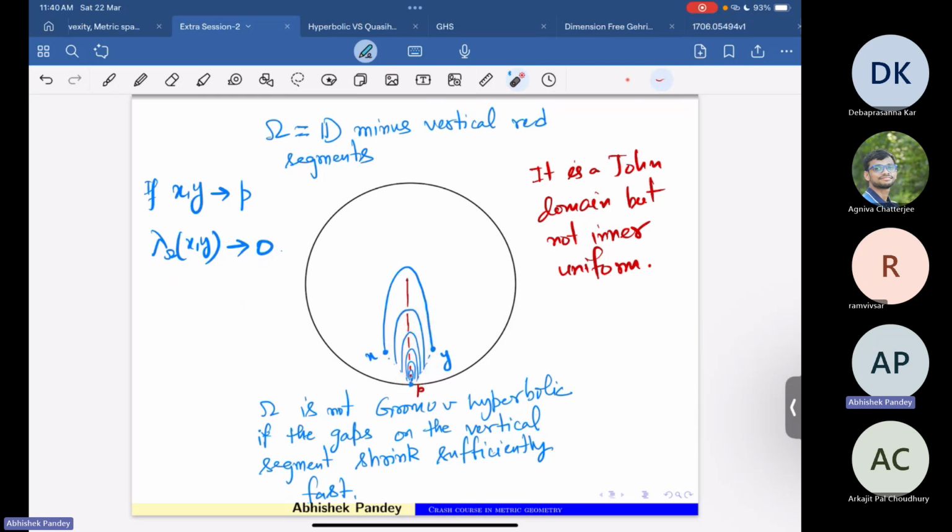We don't have the first condition of the inner uniform domains, meaning the length of the curve is less than or equal to c into lambda omega x comma y. So we won't be able to find such a curve gamma because this is going to be zero. Okay, so this is again not Gromov hyperbolic because this is a John domain but not inner uniform.